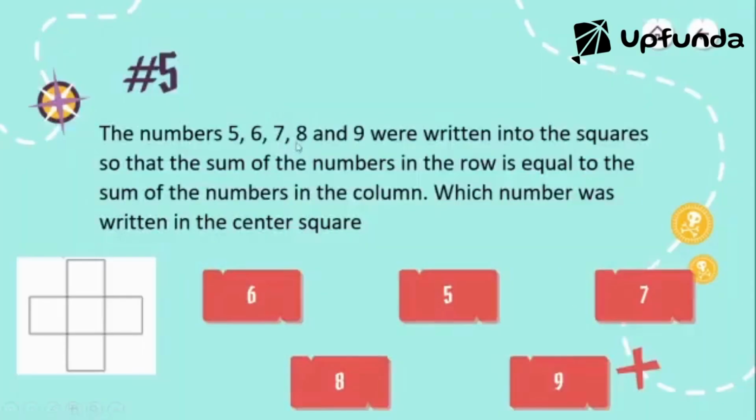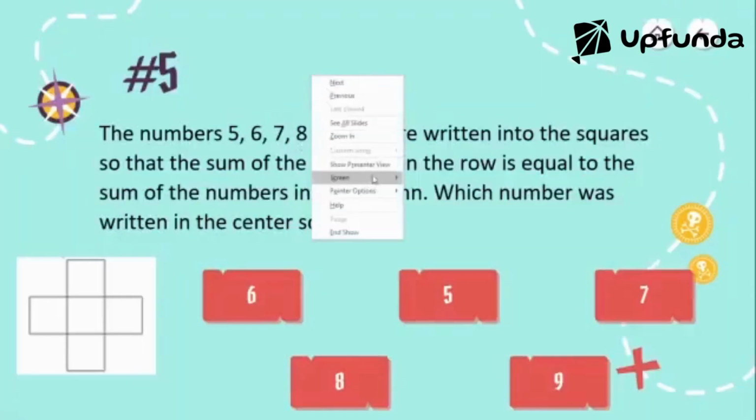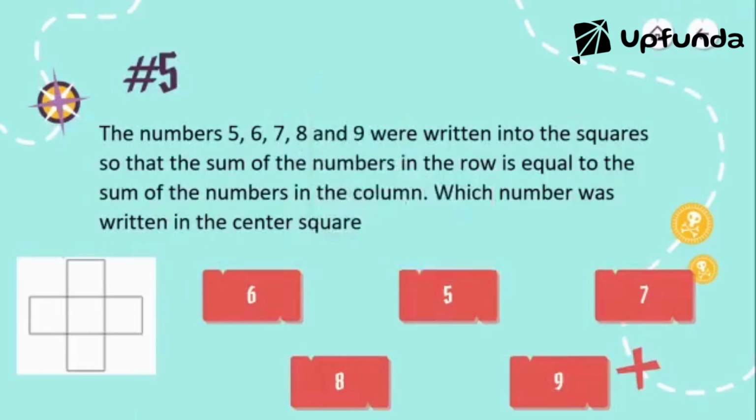Okay, now we move on to the final question. The numbers 5, 6, 7, 8, 9 were written into the squares so that the sum of numbers in the row is equal to the sum of numbers in the column. Which number was written in the center square? Now we write 5 in the center square. This is the column, this is the row, you all know that.